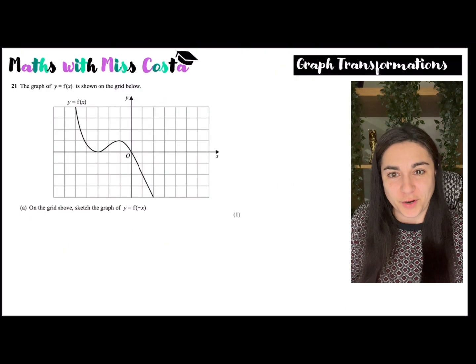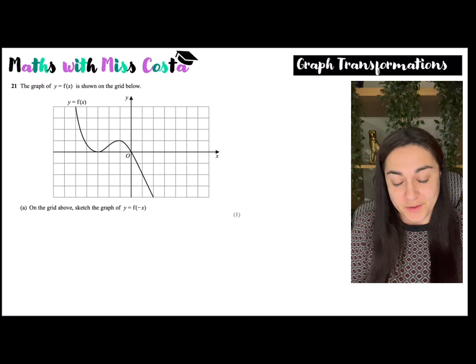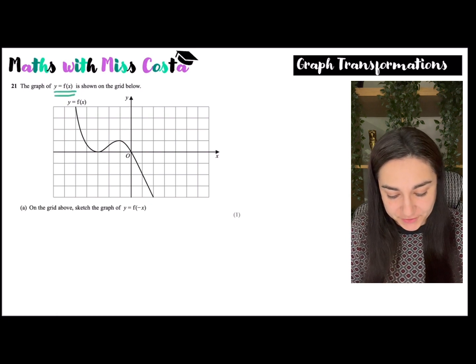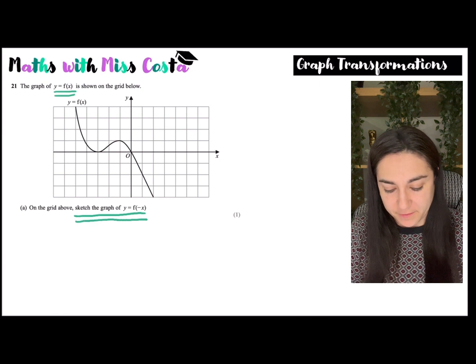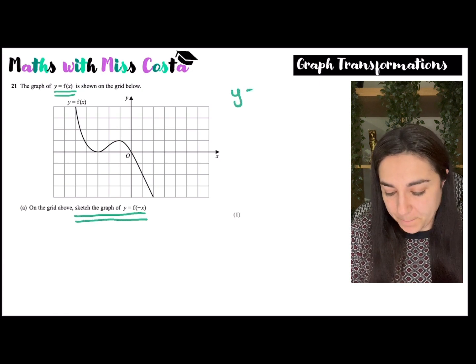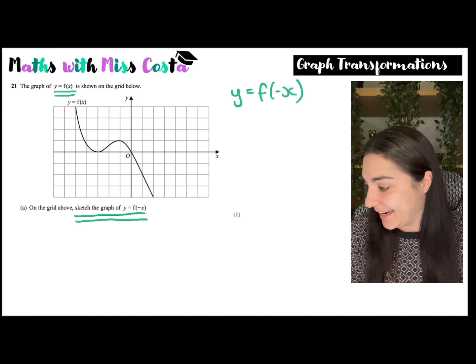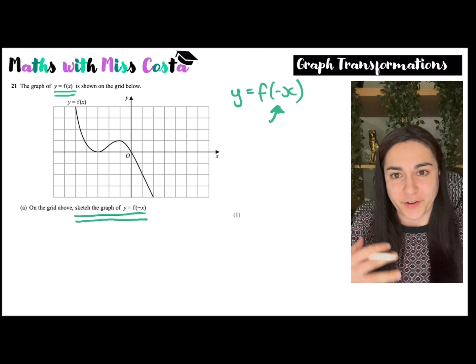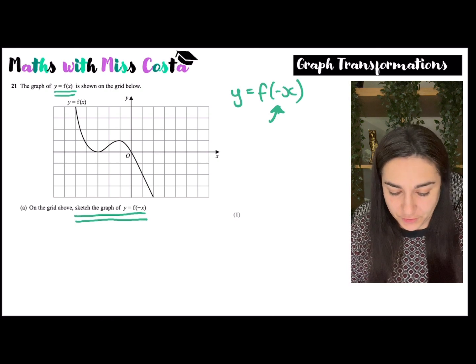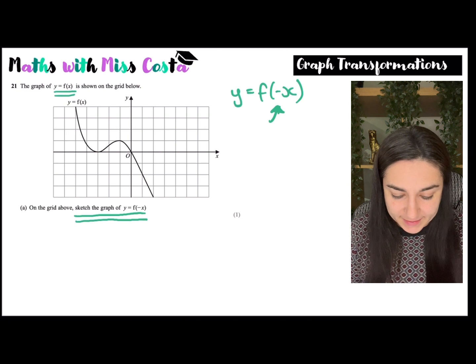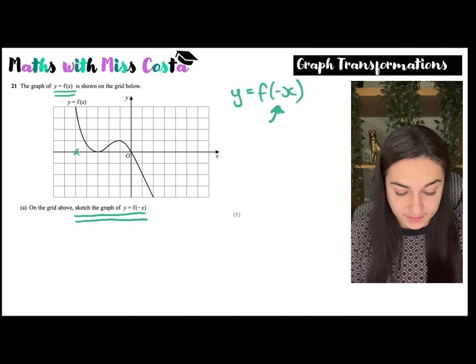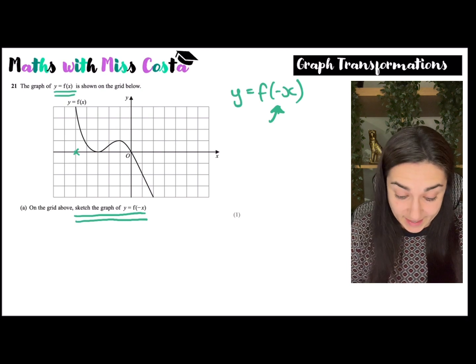Okay, so here I have a graph transformation. I am given the graph of y equals f of x, and I am asked to sketch the graph of y equals f of negative x. So because I have a negative sign inside the brackets next to the x, what that means is that all of the x coordinates are going to be flipped. It's going to be the negative version of them. So let's have a look at my x coordinates. So I've got one over here. This graph has no scale.